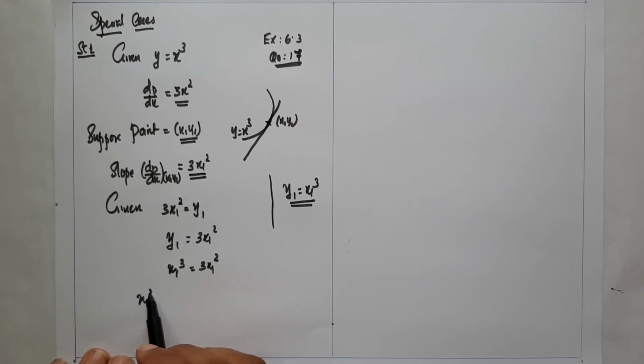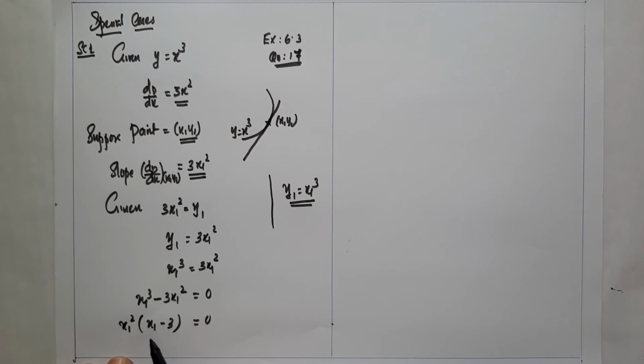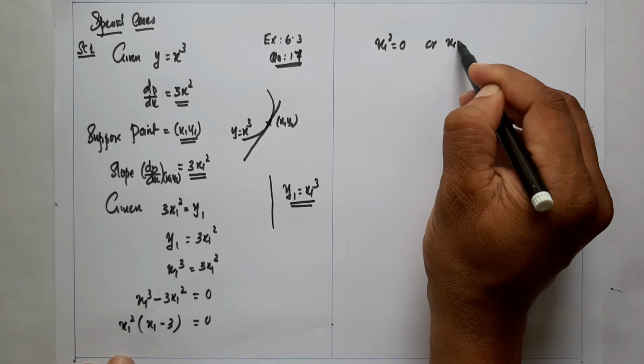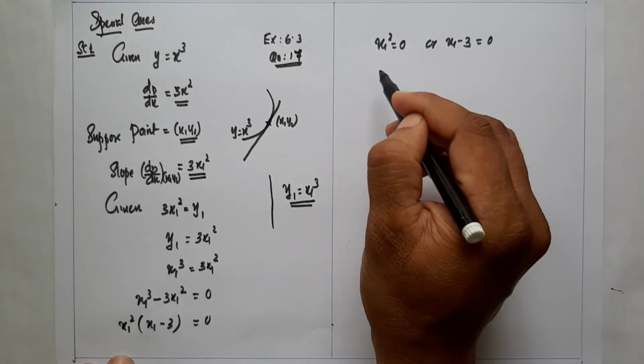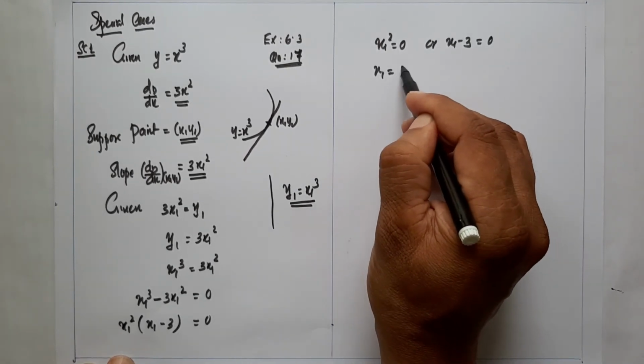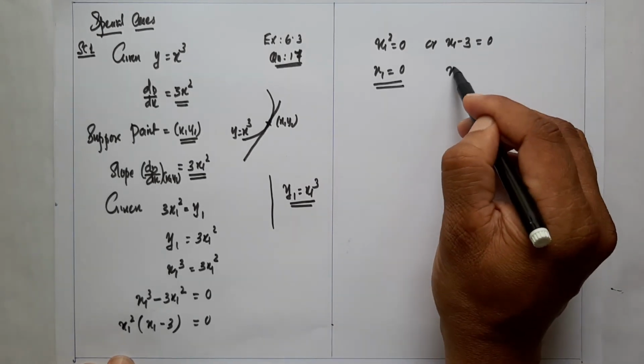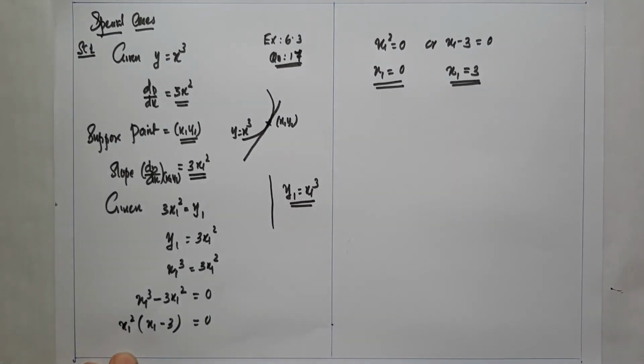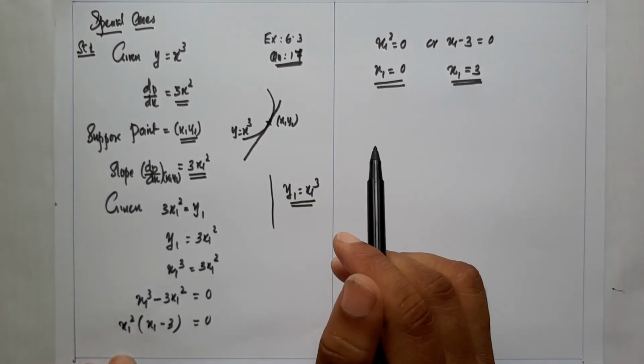That is, x1 cube minus 3x1 square is equal to 0. Now we take x1 square as a common term. We get x1 square into x1 minus 3 is equal to 0. And by using zero factorization theorem, either first term, that is x1 square equal to 0, or x1 minus 3 is equal to 0. When x1 square equal to 0, therefore x1 is equal to, we get answer 0. When x1 minus 3 equal to 0, we get answer x1 is equal to 3.